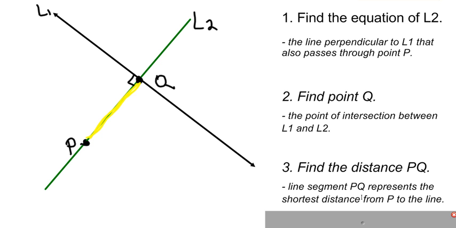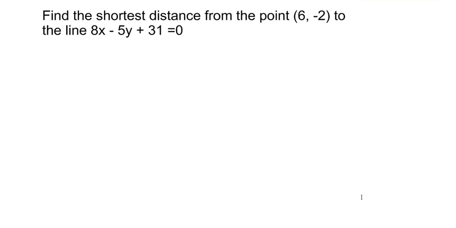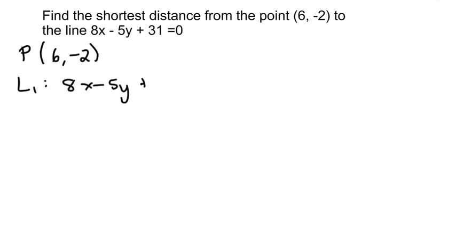So let's put all this into action with this question. It says, find the shortest distance from the point, well, it doesn't say P, but I'm going to call it P. Find the shortest distance from the point (6, -2) to the line 8x - 5y + 31 = 0. So first of all, exactly like I said, I'm going to identify point P. And I'm going to identify the original line as line 1, 8x - 5y + 31 = 0.